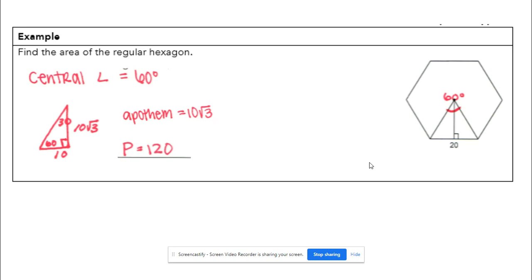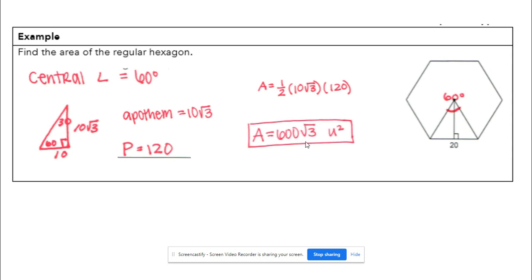And then we would substitute those lengths into the formula, where if we're finding the area of a regular polygon, we're going to take half the length of the apothem times the perimeter. If you did 10 times 120, you would get 1,200, and half of that is 600. You can leave it as 600 times the square root of 3, or you could go ahead and multiply that out if you have a calculator.